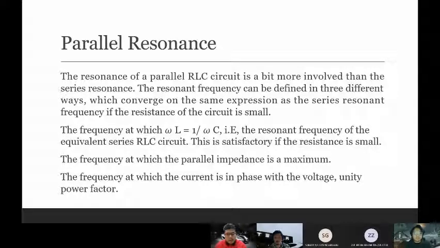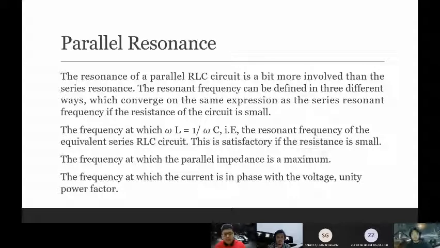Resonance has two types of circuit, that is series resonance and parallel resonance. I want to talk more about parallel resonance. The resonance of a parallel RLC circuit is a bit more involved than the series resonance. The resonant frequency can be defined in three different ways, which converge on the same expression as the series resonant frequency if the resistance of the circuit is small.